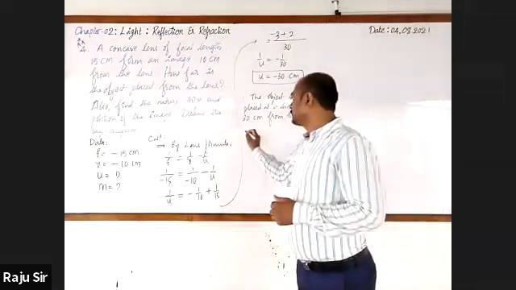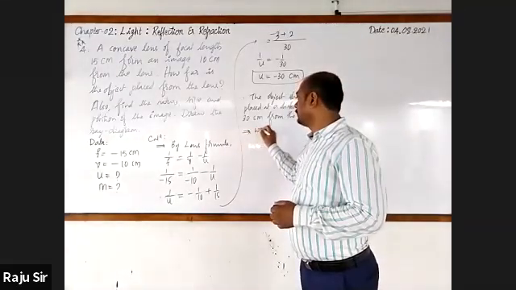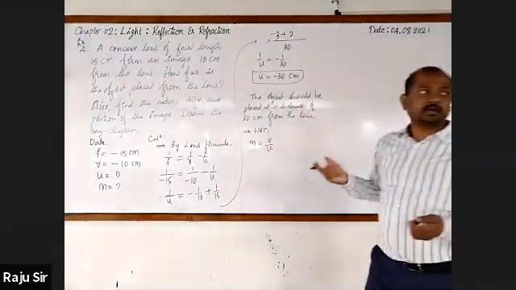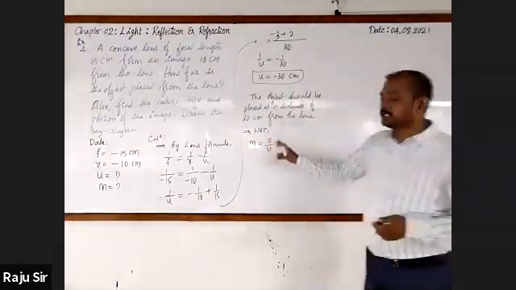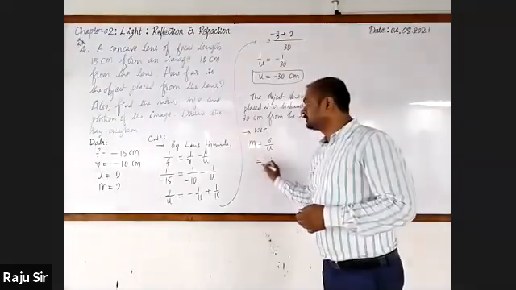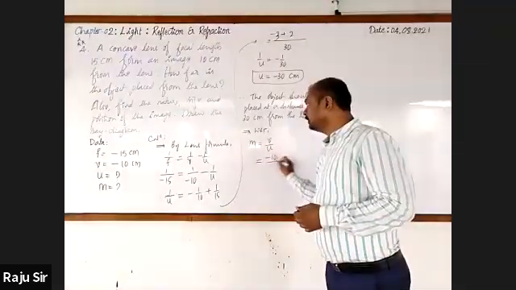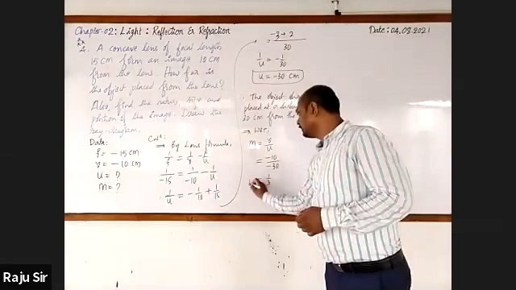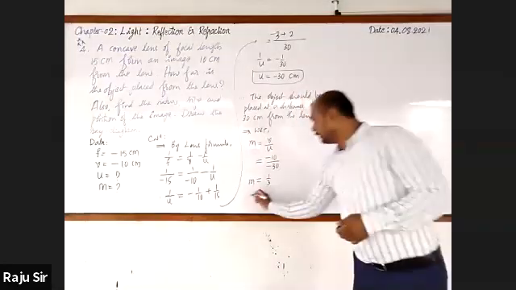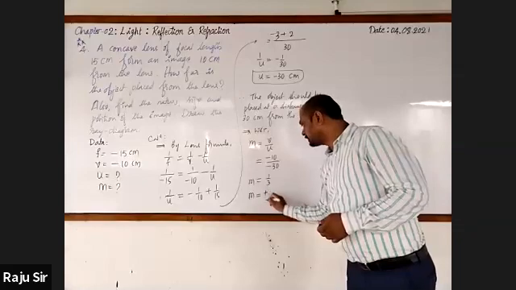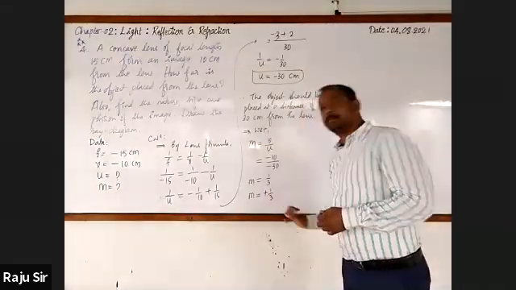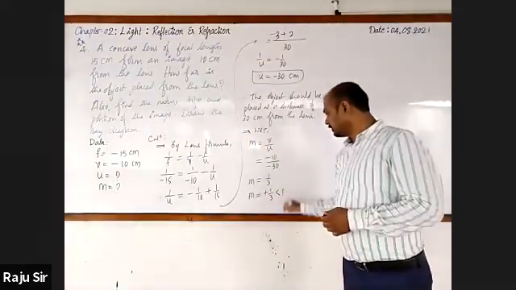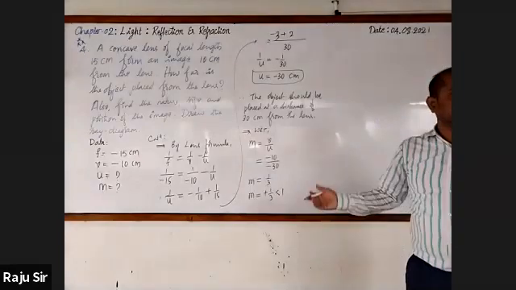So first we shall go for magnification. We know that magnification is v by u, the height of the image over the object. Take v by u, where v is negative 10, u is negative 30, minus is minus, so m is positive 1 by 3. This value is less than 1 or greater than 1? Less than 1.